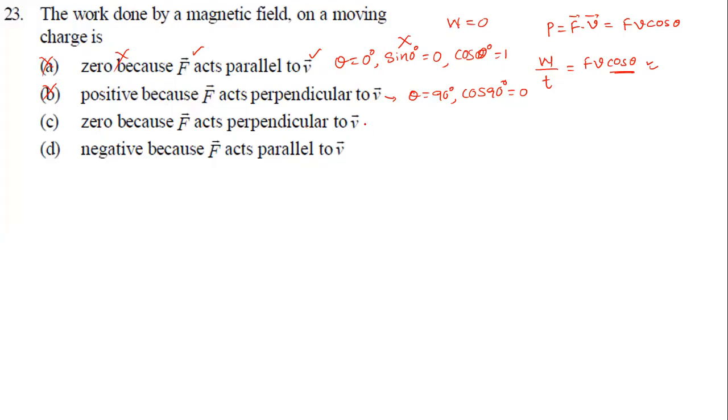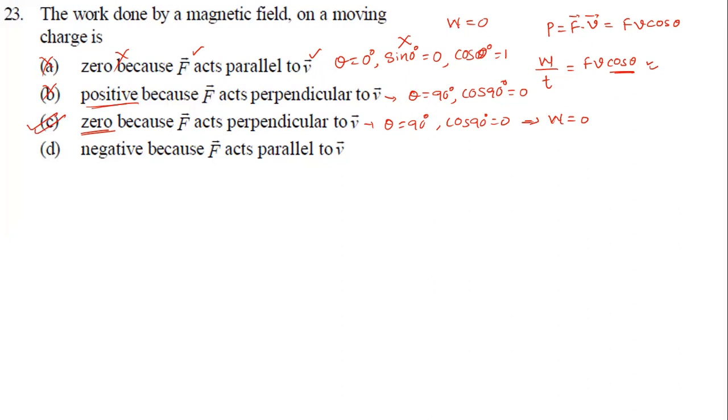Now the third case. Work done is 0 because F acts perpendicular to V. Perpendicular means theta is 90 degrees. Cos 90 degrees is 0, right? So work done becomes 0. So there is a possible answer. Of course, that is the right answer.